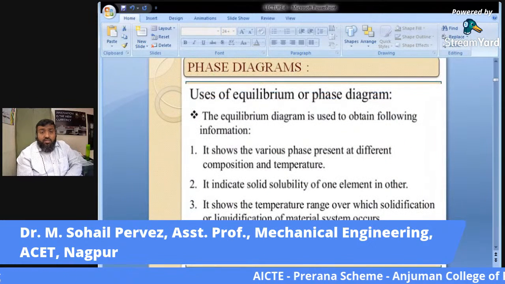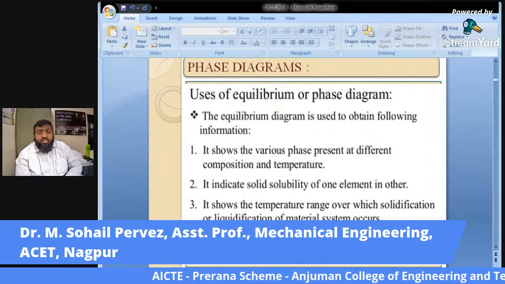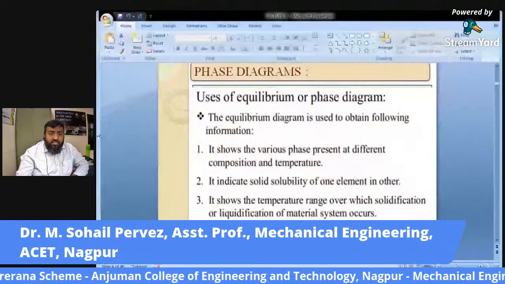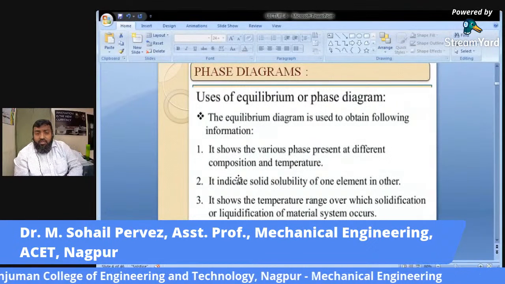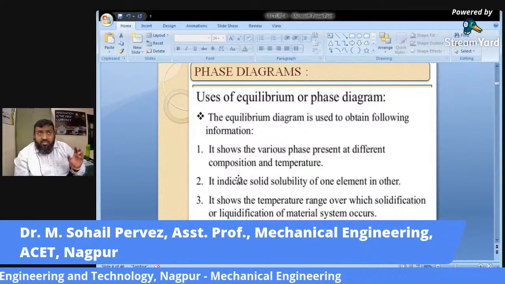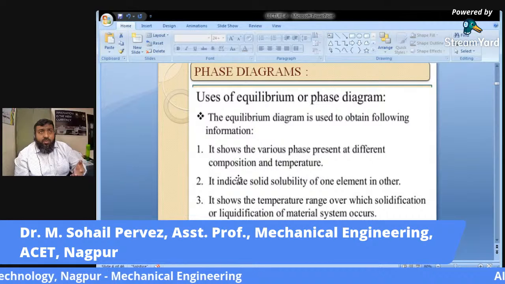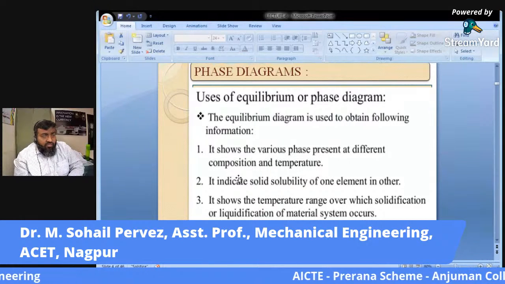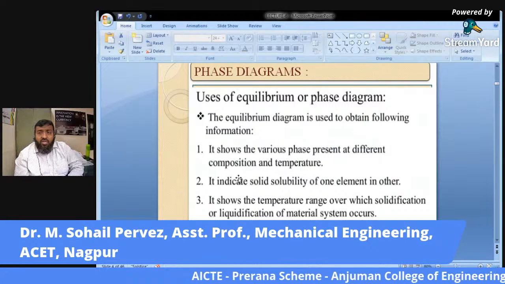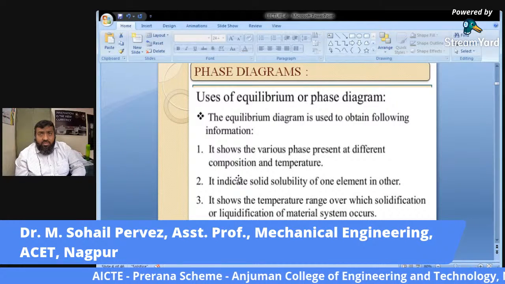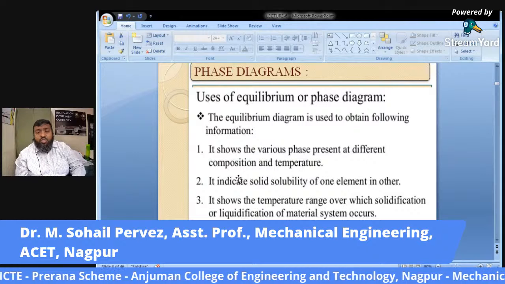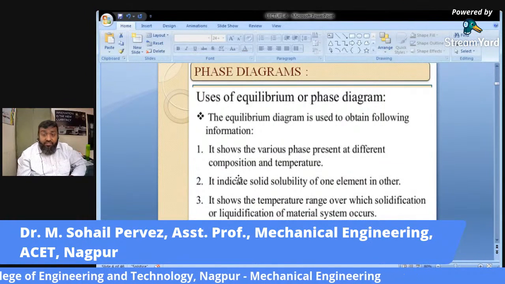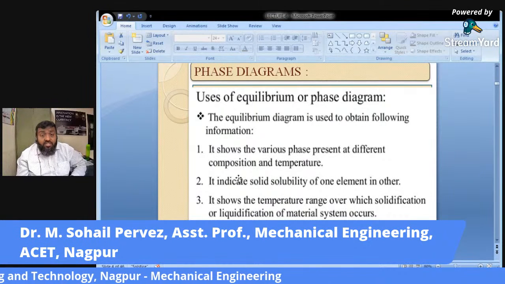The next element is it shows a temperature range. Now, when we say temperature range, it means the amount of temperature required to solidify or liquefy a material when it is heated or cooled down under controlled conditions. The next, it indicates the temperature at which different phases start to melt.